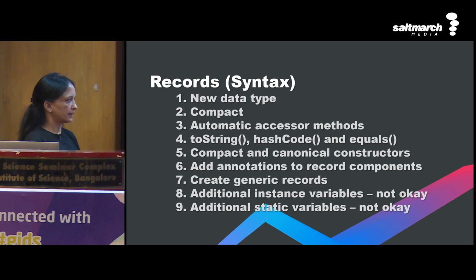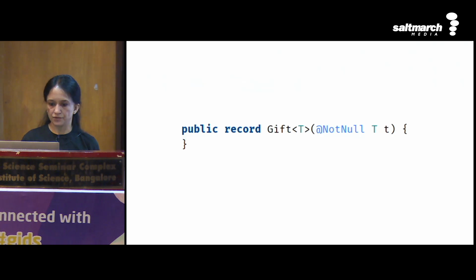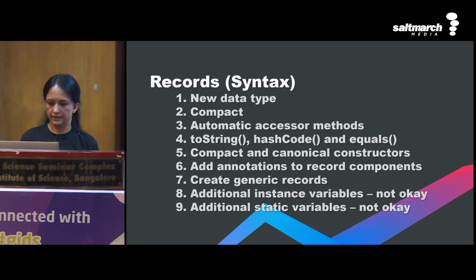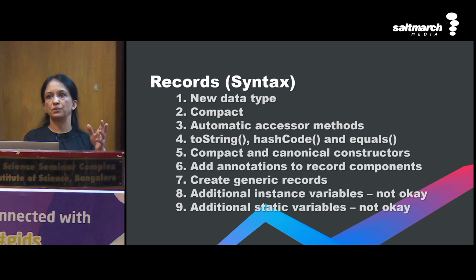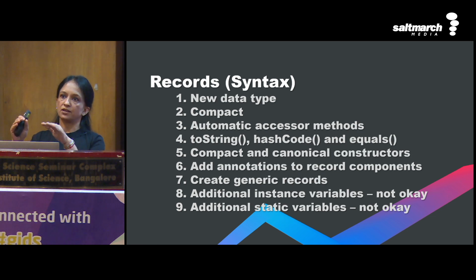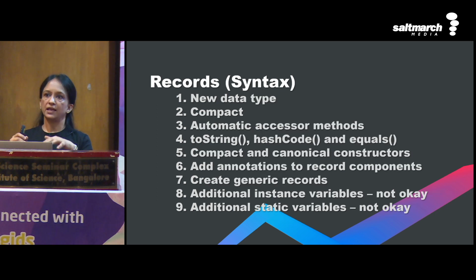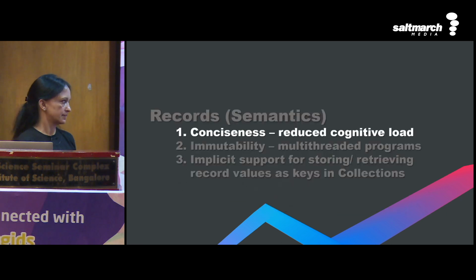And I talked about the compact and canonical constructor. You can also add annotations to your components. In this case, we are talking about a generic record. You could have a generic record and also add annotations to its components. And you cannot add additional variables or fields to a record, but you can, of course, add static fields. The reason why adding instance variables or fields is not allowed is that we want a record to be known by the components defined in its declaration, and we're not making it more confusing by allowing anyone to add fields later on in the class.